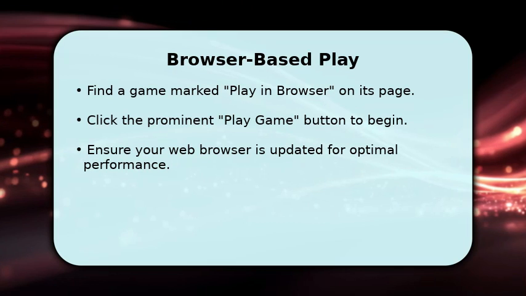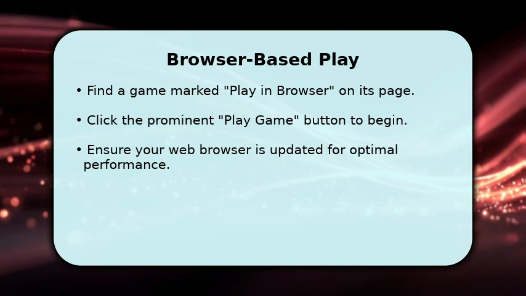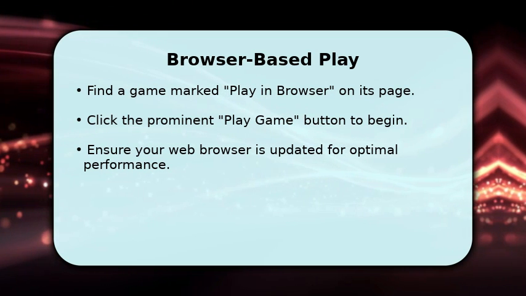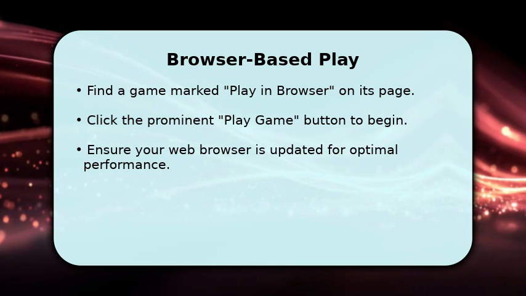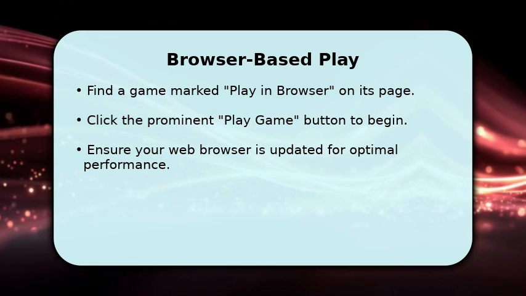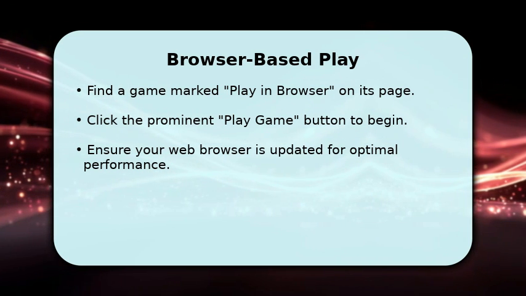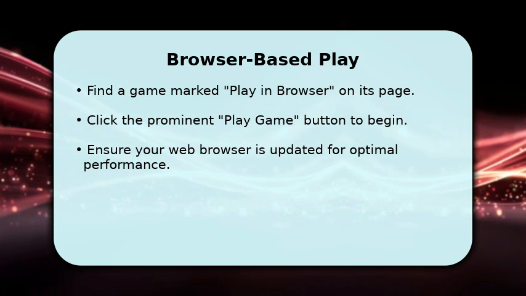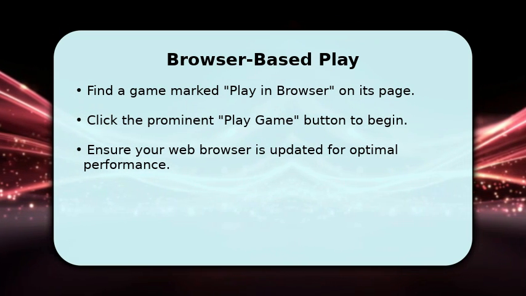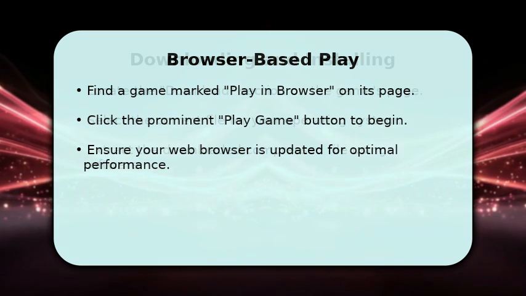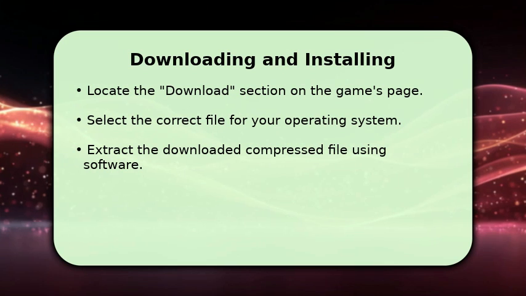For browser-based games, the process is quite straightforward. Once you've found a game you want to play, simply navigate to its dedicated page on GameJolt. Look for a large Play Game button, usually located prominently. Clicking this will launch the game directly within your web browser. For the best experience, ensure your browser is fully updated, and be aware that some older titles might require specific browser configurations or plugins. If a game requires downloading, you'll find a download section on its GameJolt page.